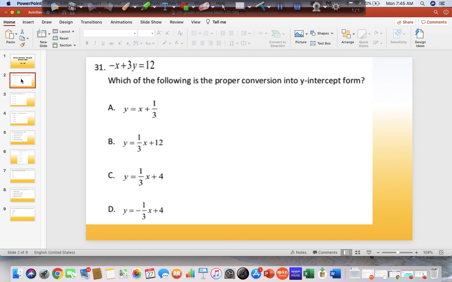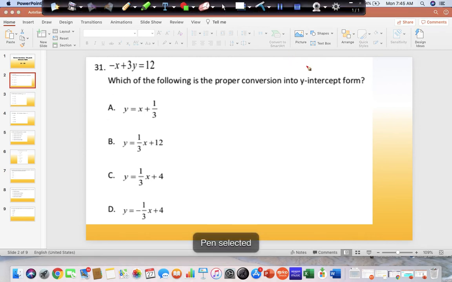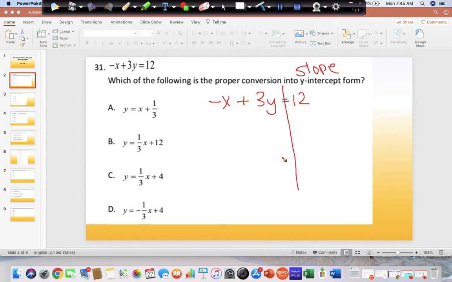Okay, it says, which of the following is the proper conversion into y-intercept form? Y-intercept form is also called slope-intercept form. So what we want to do is get the y by itself. We are starting out with negative x plus 3y equals 12. To start getting the y by itself, we need to get rid of everything else but the y. So let's start by getting rid of this negative x. To get rid of a negative x, you want to add x to both sides.